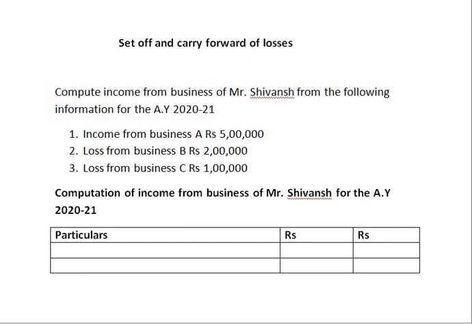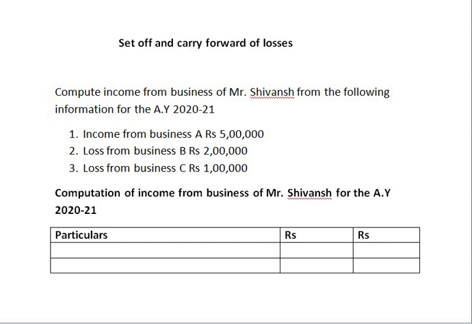You are given information of income and loss of three businesses A, B and C. First one, income from business A rupees 5 lakh, loss from business B rupees 2 lakh and loss from business C is rupees 1 lakh. With this information you are asked to compute income from business of Mr. Shivansh for the assessment year 2021.